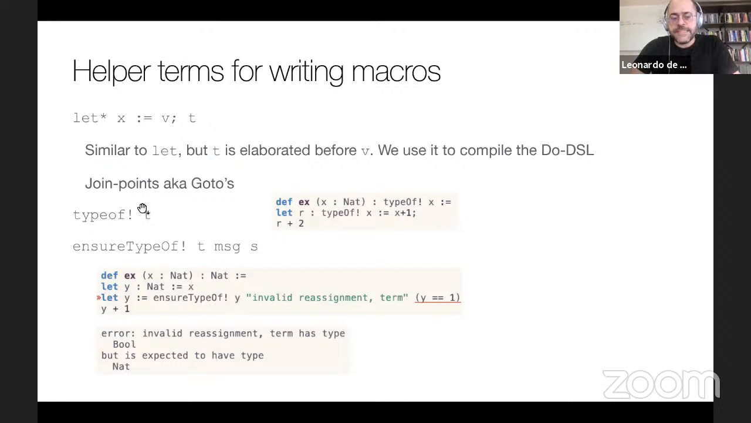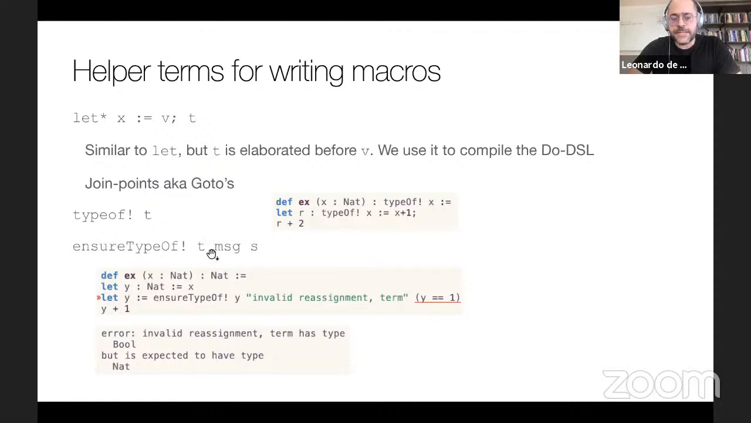The type of is another helper. It elaborates T, infers the type of T, and puts the type of T there. For instance, here's a tiny example where I'm saying, just define this example that takes a Nat and returns the type of x instead of being Nat. This is equivalent to writing Nat here, but this is super handy when you're creating complex macros.